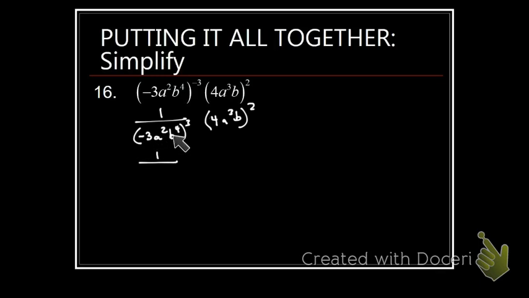Let's see. -3 cubed would be -27. A to the 2 times 3 is 6. B to the 4 times 3 is 12. Times, it's 4 squared, guys, because remember, this is an exponent of 1. So it becomes 4 squared, a to the 6 b squared. You know what? What is 4 squared? 16.